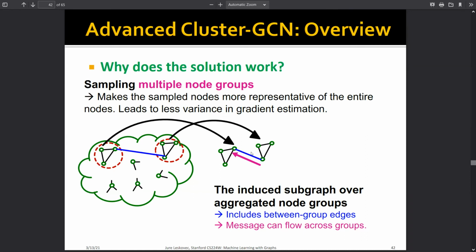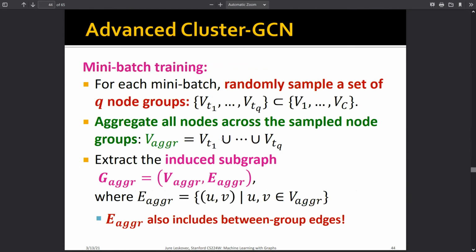So there's message passing between these two. Okay, but the vertex set would be the left triangle and the right triangle, right? Would it have an edge between them? Maybe it would. He mentions it includes between-group edges and messages can go across groups. So that's why I think the plus won't work. Yes, so it's a union. Common things are subsumed, so it's okay. We can aggregate them and consider them as a single subgraph of all the Q groups. So extract the induced subgraph, with V aggregated and E aggregated, where the aggregation includes the between-group edges too.